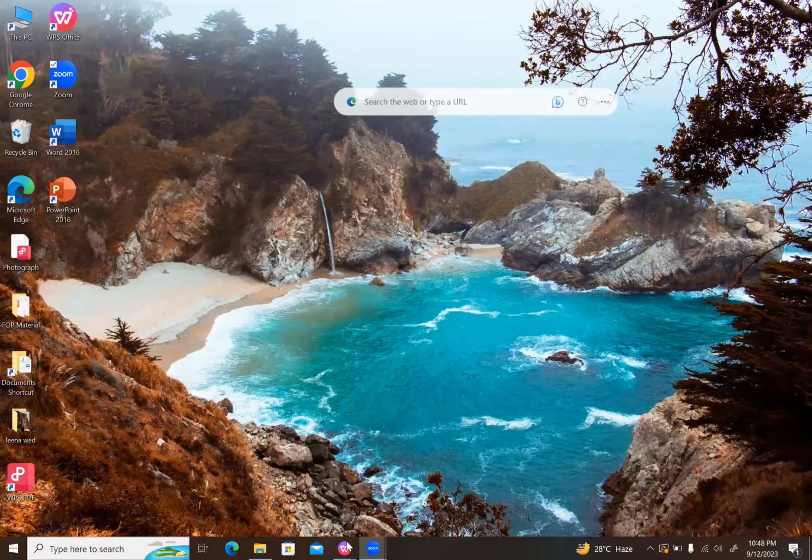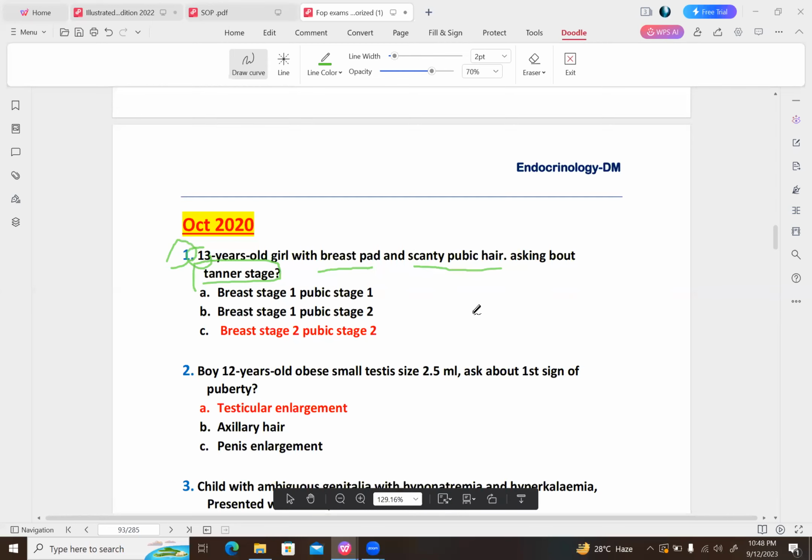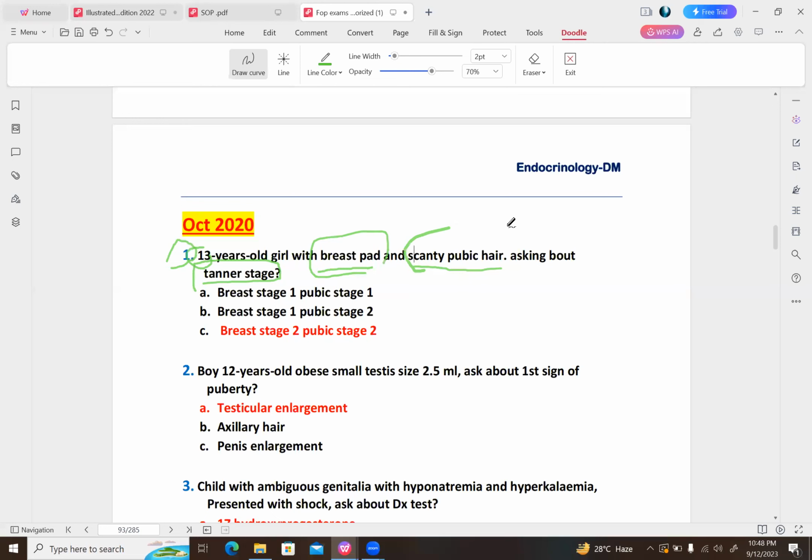So coming back towards the question. So staging was, it is breast stage 2, breast bud, and this is also 2. So this is correct.